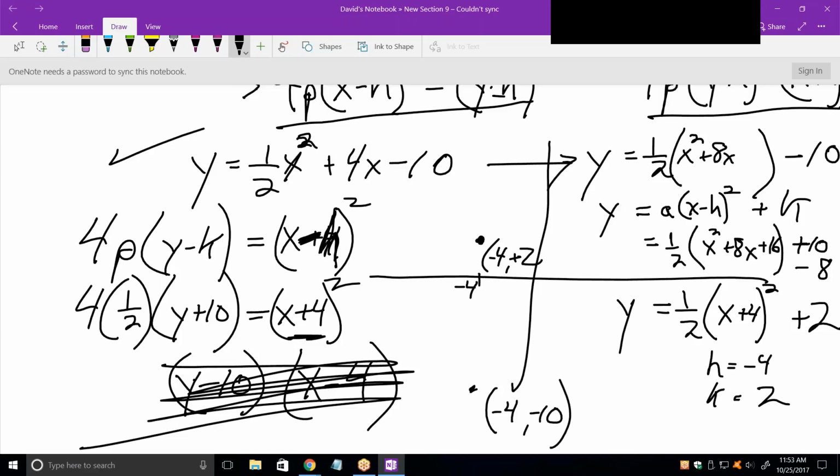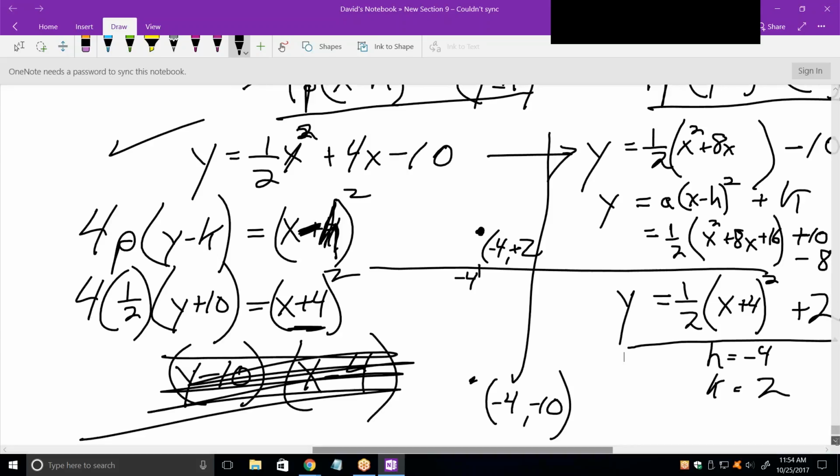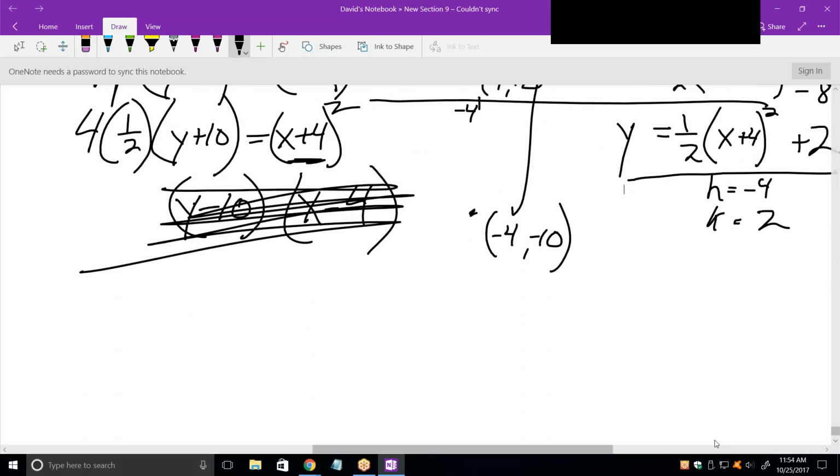Now, what happened? What did I do wrong when I tried to put it into this 4p format? I'll tell you exactly. You've got to complete the square before you move that number over. My first step should not have been to move the 10 over. My first step should have been putting it in vertex format like this. Then you get the proper vertex, and now I move it over.